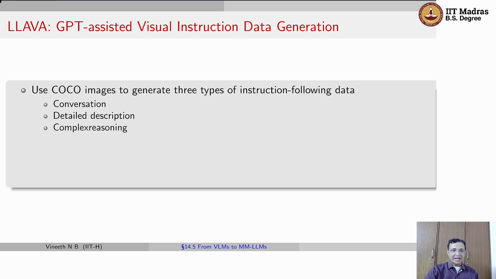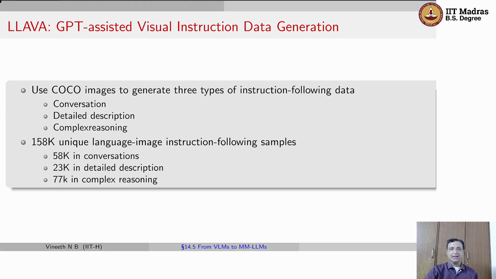Now, how do they go about training this model? They take the COCO dataset and use the images in that dataset to generate 3 kinds of instruction following data: conversations, detailed descriptions, and complex reasoning. They totally generated about 158,000 unique language-image, or vision-language, instruction following samples, with about 58K in the conversation category, about 23K in the detailed description category, and about 77K in the complex reasoning category.